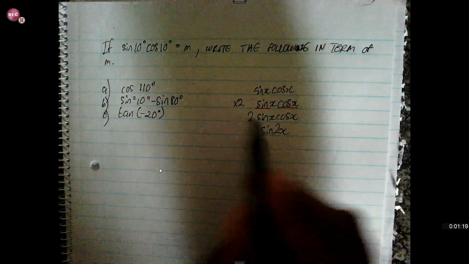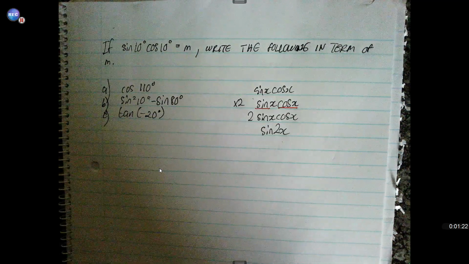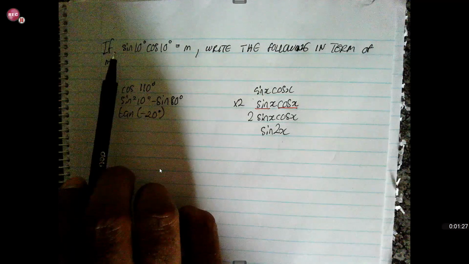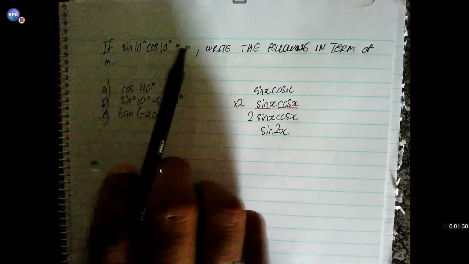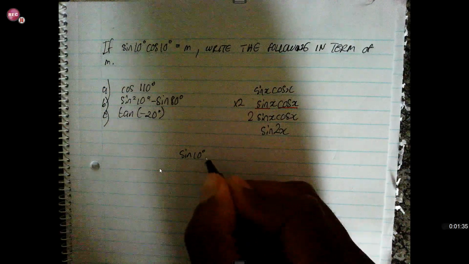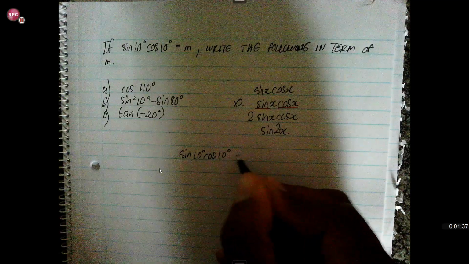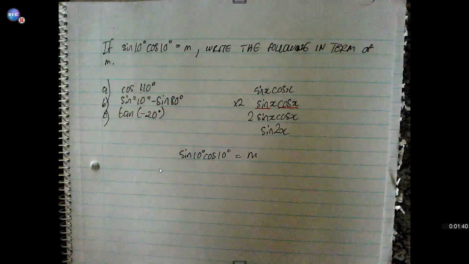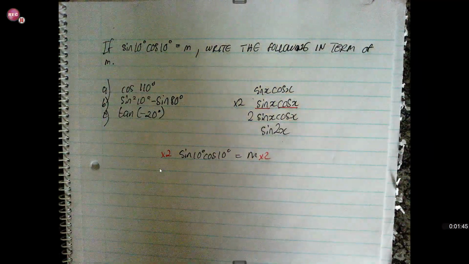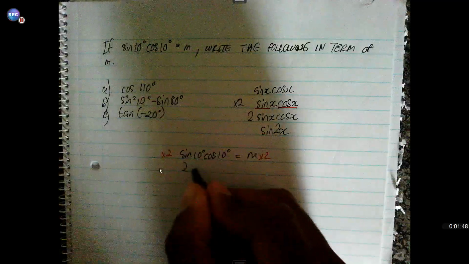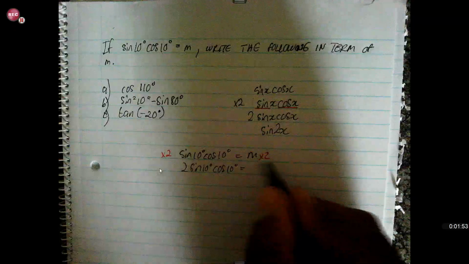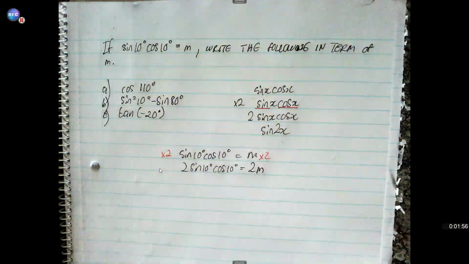So we have to apply this rule on this given double angle. Now, this is how you're going to do it. If you have to change sine and cos by multiplying by 2, you multiply by 2 on both sides. So you have sine 10 degrees cos 10 degrees equals m. We have to change this to its double angle, so the only way is to multiply by 2 on both sides. So you're going to have 2 sine 10 degrees cos 10 degrees, and here 2 multiplied by m is 2m.